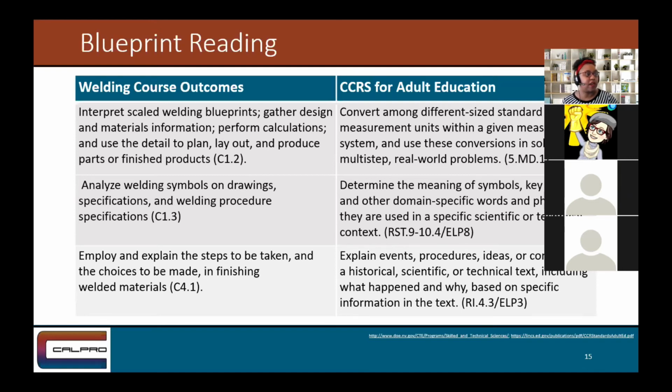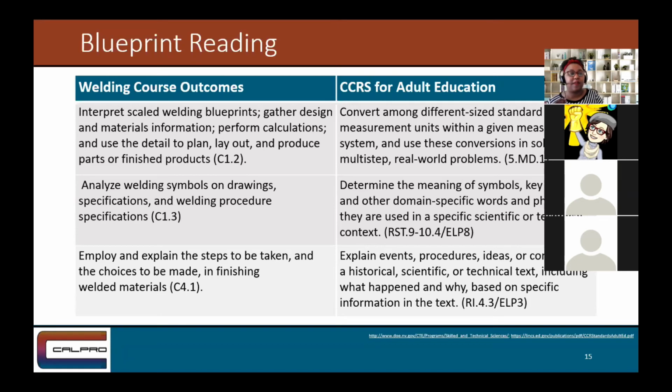And then if I'm looking at the third welding outcome, employ and explain the steps that things are taking. Again, this can connect to my CCRS or my ELPS, explain events, procedures, and ideas, concepts in historical, scientific, or technical text, etc. So if I'm looking at the specific outcomes, again, I had to be intentional and say, what are the things that are really important and how can I connect to that? And from there, I can then connect it to my CCRS. And then after looking at my CCRS, I can identify what the English language proficiency standard is that connects to that English standard in case I need to provide the language lift to my students.